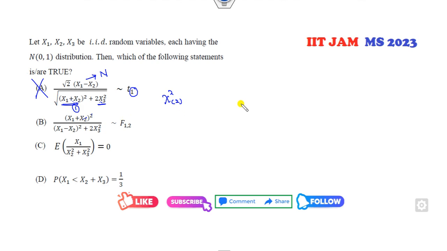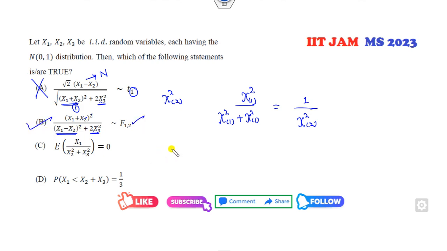It's a square. So the numerator will be the chi-square distribution with 1 degree of freedom. This one is chi-square distribution with 1 degree of freedom. The denominator has chi-square degree 1 plus chi-square degree 1. That means chi-square degree 2. So it is a 1 degree of freedom in the numerator and 2 in the denominator.